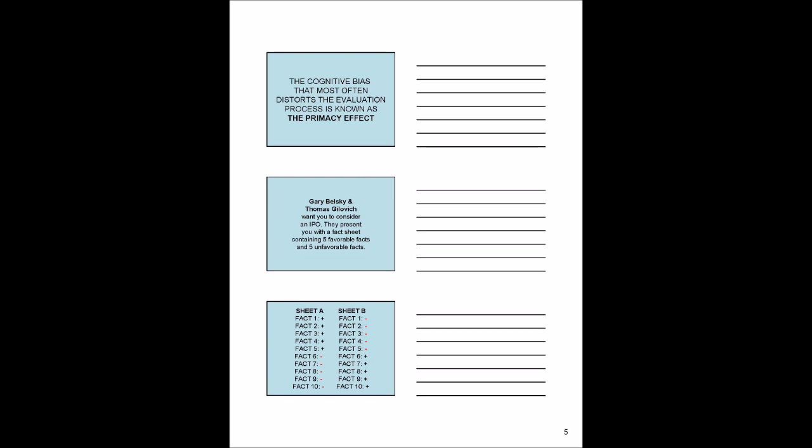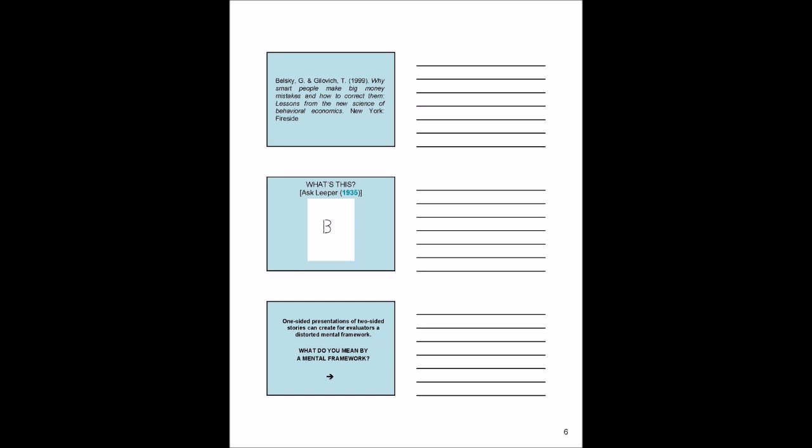Back in 1935, a guy by the name of Leeper did an experiment in which he demonstrated dramatically that if you present people with a visual stimulus that looks something like this, whether they see it as a B or they see it as a 13 depends entirely upon what they saw first. If you show them a bunch of numbers and then you show them this, they all see it as a 13. If you show them a bunch of letters and then you show them this, they all see it as a B. And when Leeper first wrote about it, he called it mental set. It's now taken on some other labels, expectancy effect, things of that sort. But the bottom line is that, again, a mental framework is formulated.